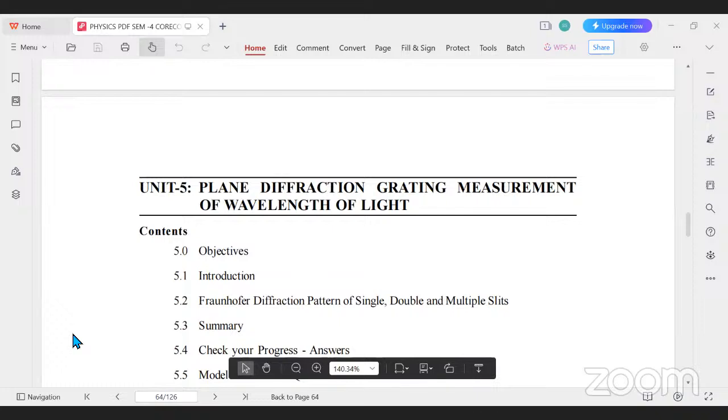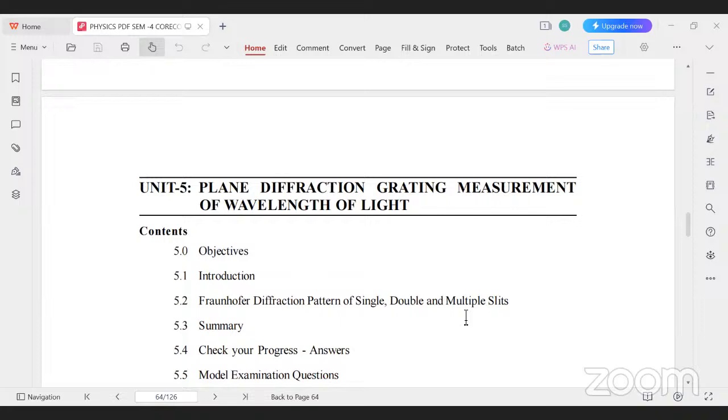So this is about the plane diffraction grating and the measurement of wavelength. I hope you understand how the grating takes place. When light falls on a material, a single slit helps to produce a large number of rays. That is what we call a grating. When the light falls on one material, multiple spectral lines come out from that plane.